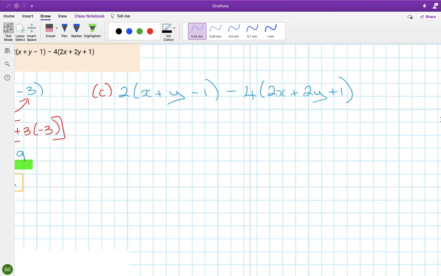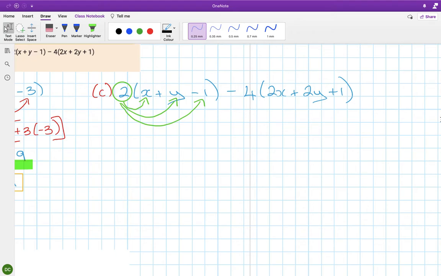Right. I have this 2, which is attached to the bracket. So that means I'm going to have to do 3 multiplications. I'm going to have to multiply it here, here, and here. Okay, so 3 multiplications. So I'm going to write them out.